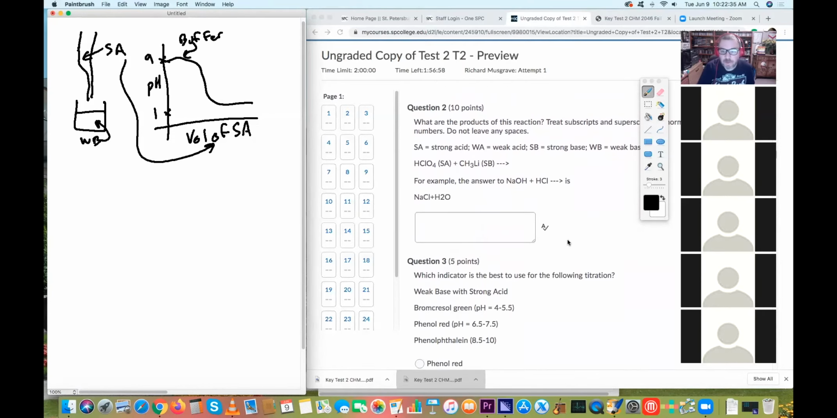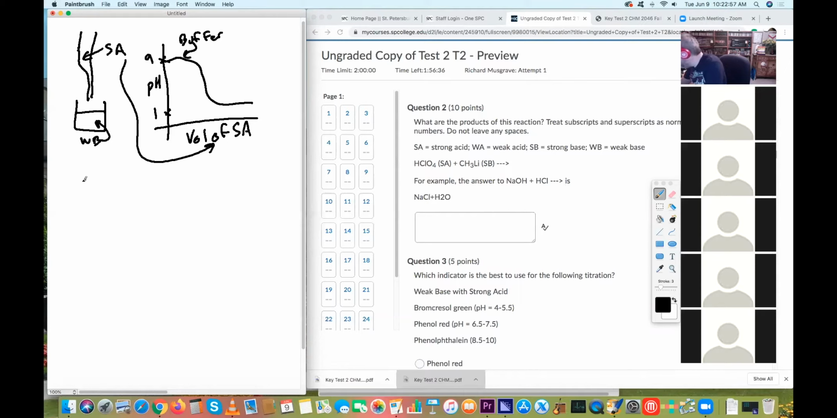Question 2. This is where we apply that issue I was talking about earlier with the reactions. So for something like this, you've got HClO4, and notice how I tell you it's a strong acid or a strong base or a weak acid or a weak base. That's important here. So for this one, I've got HClO4, and I'm telling you it's a strong acid. And then I've got CH3Li, which is a strong base. So how do we apply this?